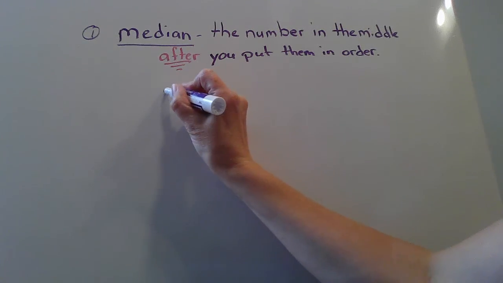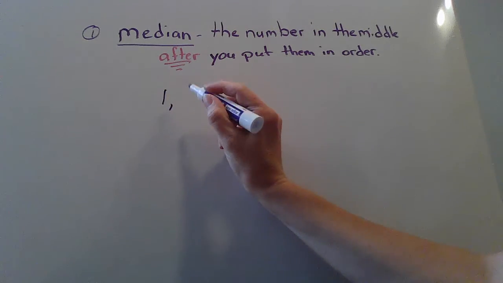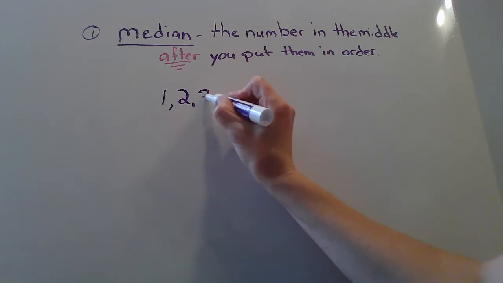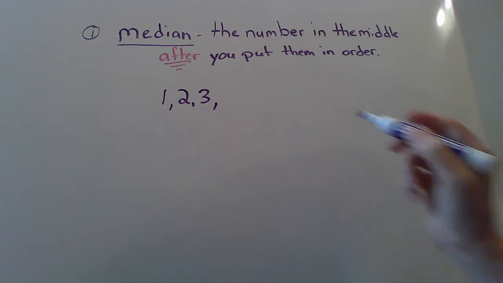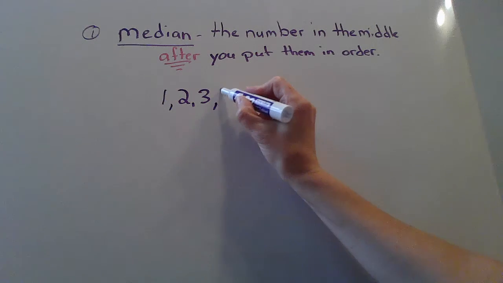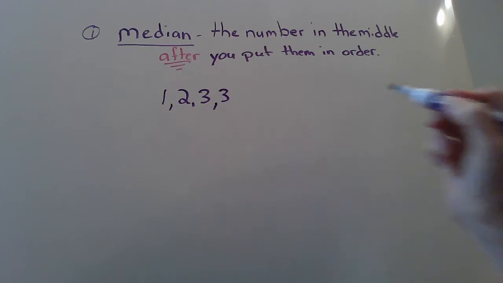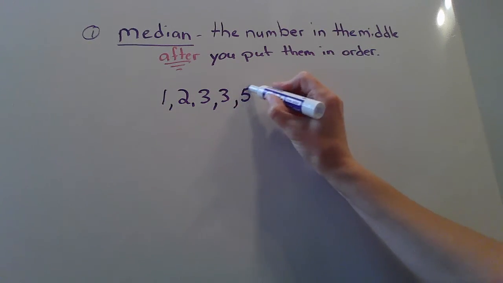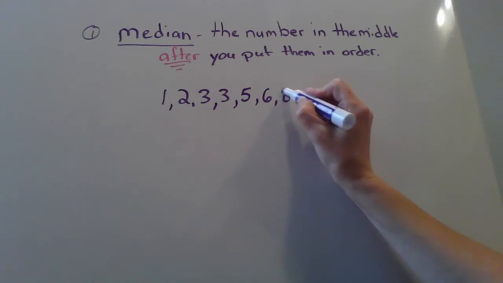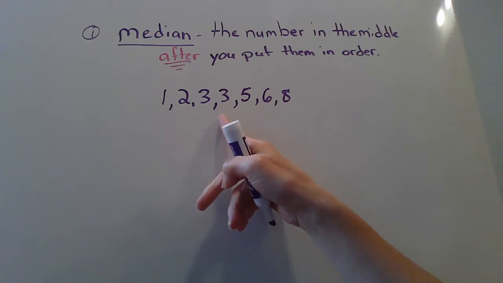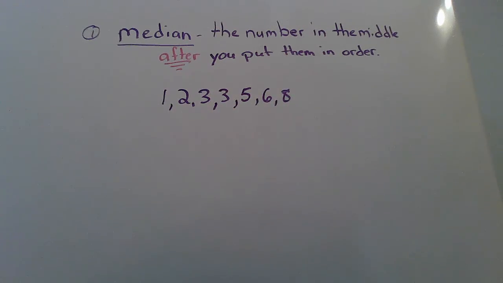They did 1, 2, 3, 3, 5, 6, 8. Oops, they did two 3s, sorry. Even though there's two 3s, you still have to list them in your data. You can't just write down one and forget the other one.